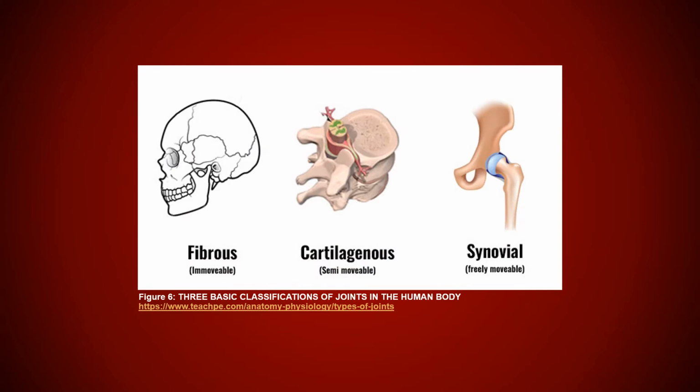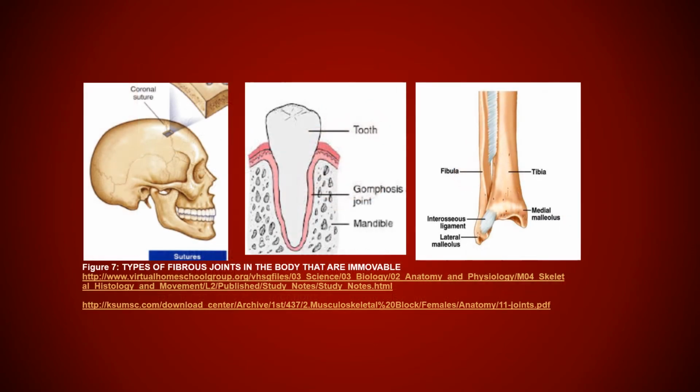There are three types of joints in the human body: fibrous, which are immovable; cartilaginous, which are semi-movable or permanent; and synovial, which are freely movable. Fibrous joints in the body that are immovable include sutures such as the coronal suture in the skull, gomphosis joints surrounding the teeth, and syndesmosis, a fibrous tissue which connects bones.